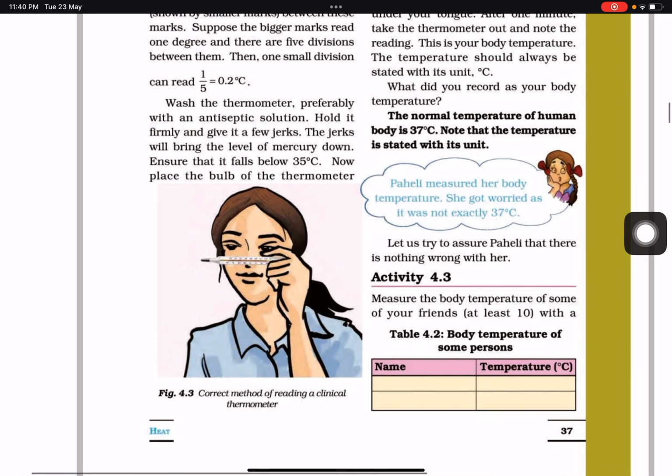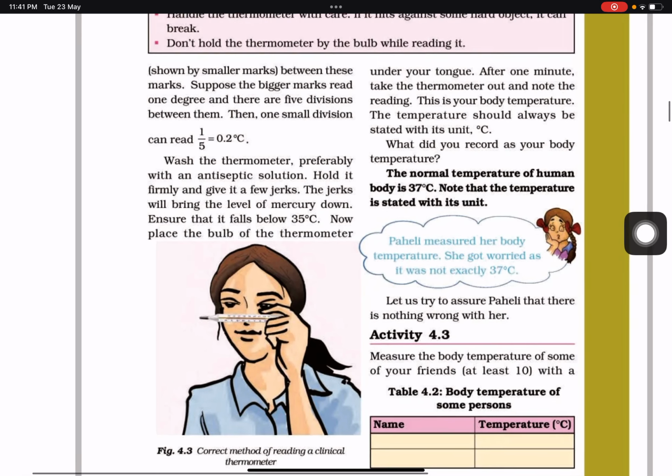The normal human temperature is 37 degrees Celsius. Now you should wash the thermometer, handle it with a very strong grip, and shake it, jerk it before using it. Okay.